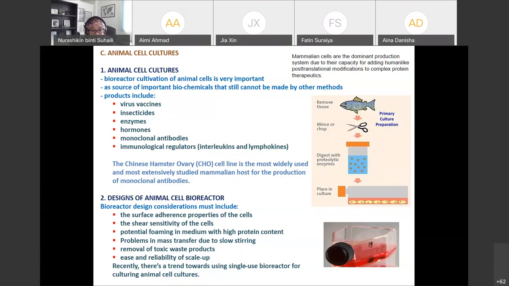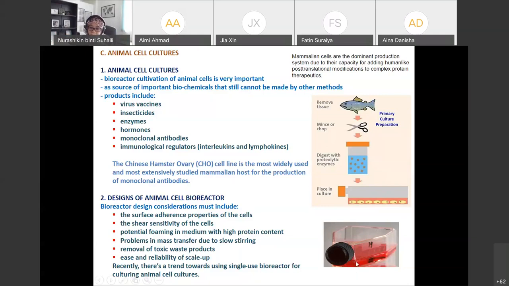Ease and reliability of scale up. If you see here, this is what we call a roller bottle for animal cells. It's used for animal cell cultures. These bottles are normally put on a platform that is rotated mildly. If you think about a seesaw, the platform in the lab looks like that. So these bottles will be going up and down, but at a very low speed. That is just to provide mixing.